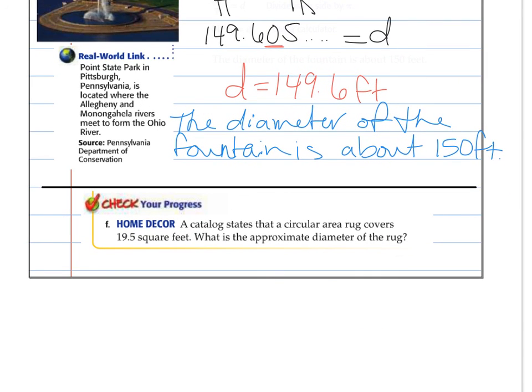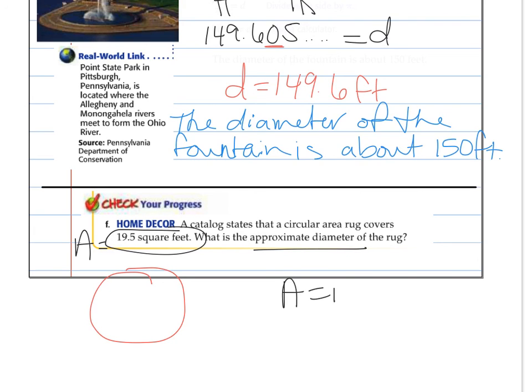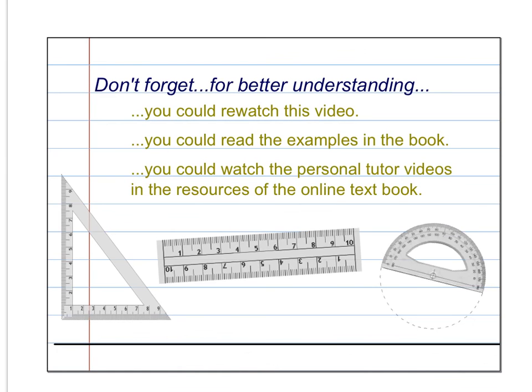So again, here's another word problem for you to give a try on your own. Maybe drawing a picture is always a good strategy. So it says the catalog states that a circular rug, so I would draw a circular rug, covers an area of so many square feet. So it looks like you're given your area, and you're looking to find the approximate diameter. So I would use your formula. Notice you're looking for diameter, so you need to know that your diameter is twice your radius. Good luck.